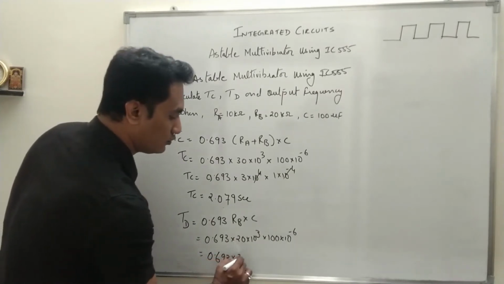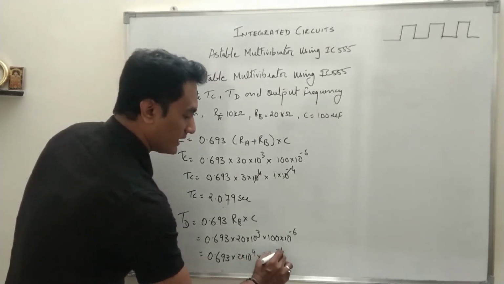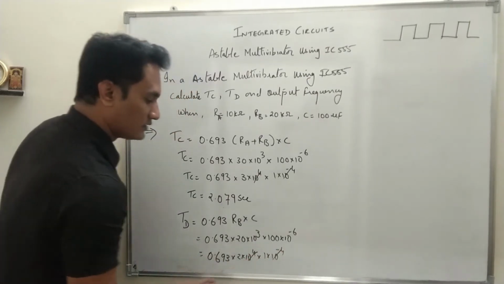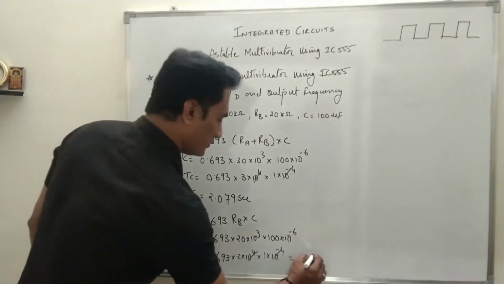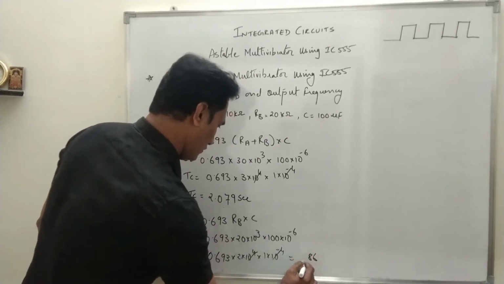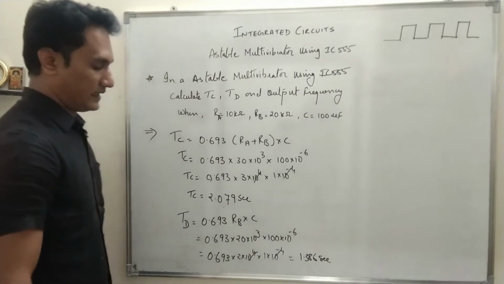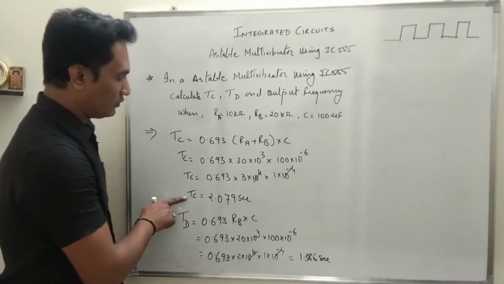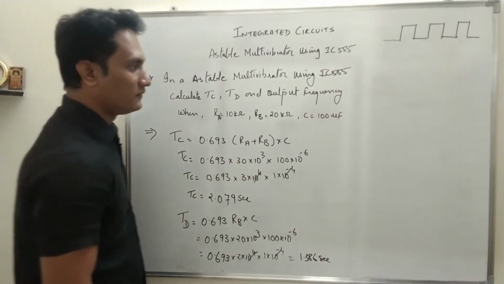0.693 into 2 into 10 to the power 4, 1 into 10 to the power minus 4. This 2 gets cancelled, so it will be 0.693 multiplied by 2, which is 1.386 seconds. So we have calculated TC, we have calculated TD, and the last one is frequency.